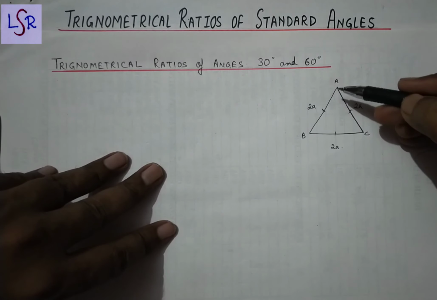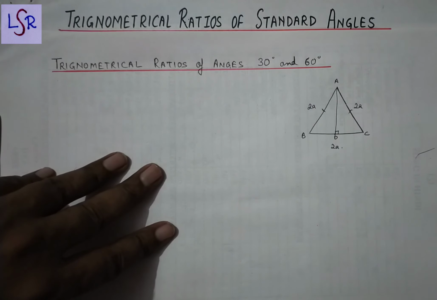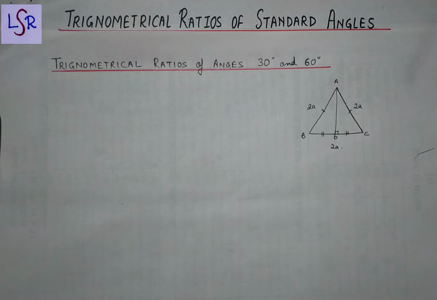Now we can draw a perpendicular from A to the base BC as AD. Now we know that in equilateral triangle the perpendicular drop from the angle to the opposite base bisects the side. Therefore this BD will be equals to CD. That is, this 2A will be divided in these two and they will be equals to A each.